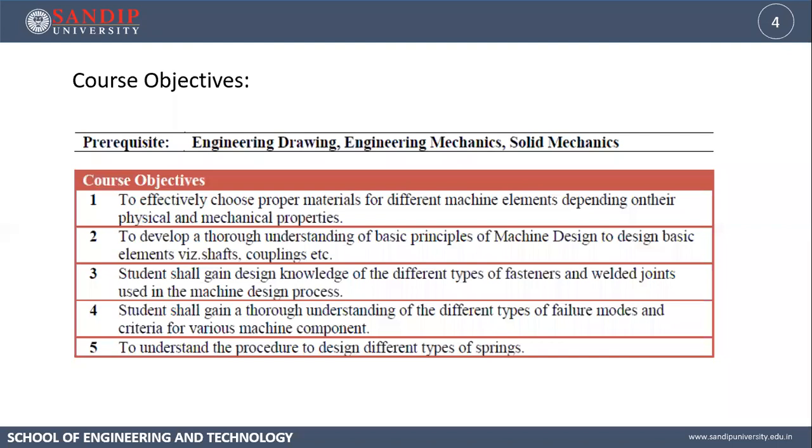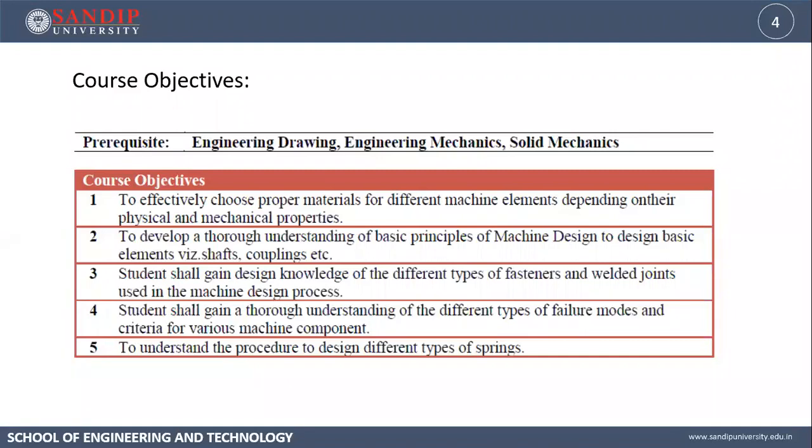Then students shall gain design knowledge of different types of fasteners and welded joints used in the machine design process. When you are designing something, we need to assemble it. It may be assembled with the help of temporary joints like fasteners or permanent joints like welding joints. So we will be dealing with these two parts in this particular syllabus.